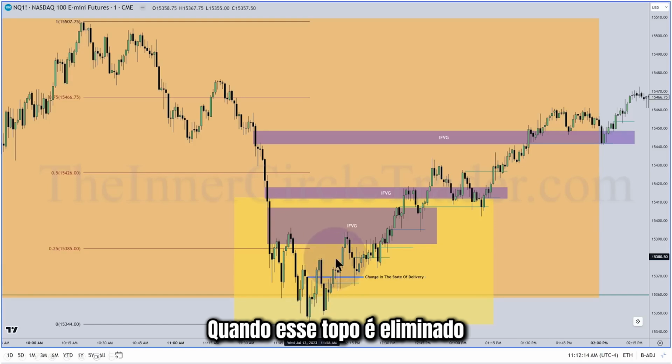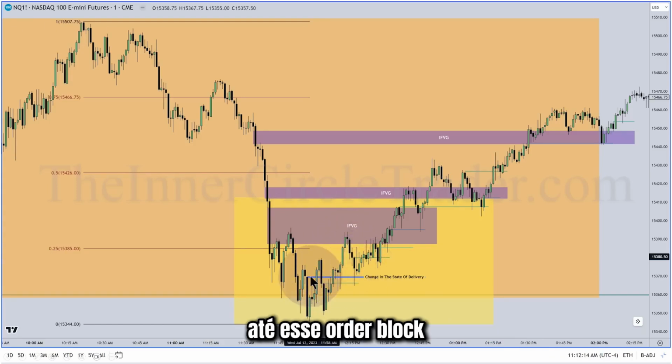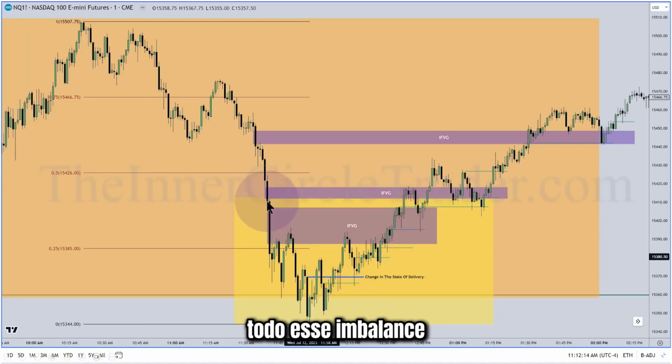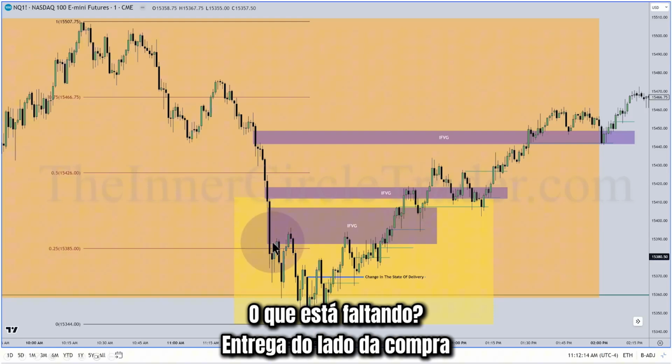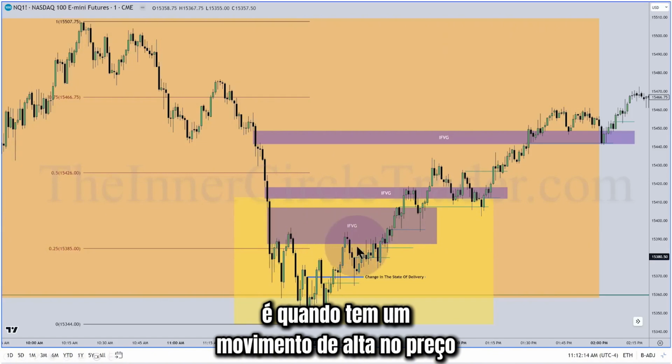When this high is taken out here, notice that we have another return back into this order block. When we have this retracing back into the order block here, that's when we start seeing the more pronounced run higher. But look what's occurring here. All of this imbalance here, what is it lacking? Buy side delivery, not liquidity. Buy side delivery is when there is a run higher in price.